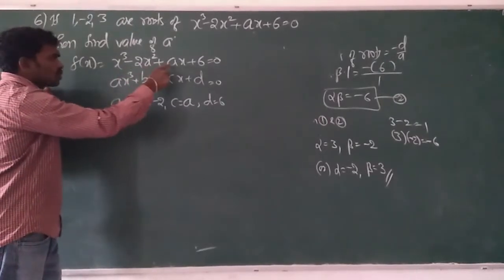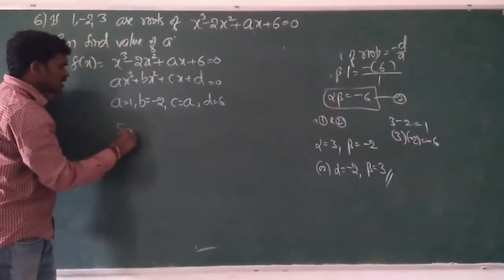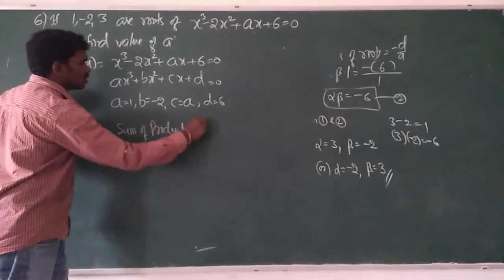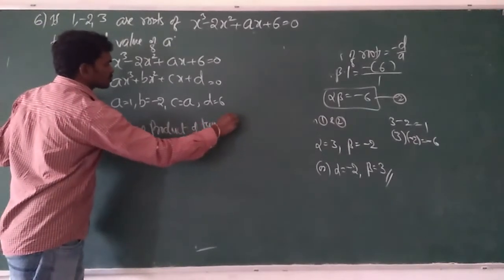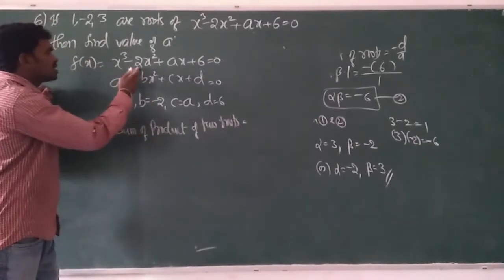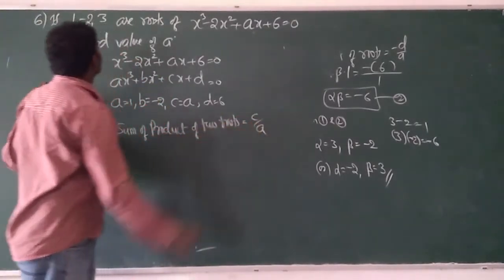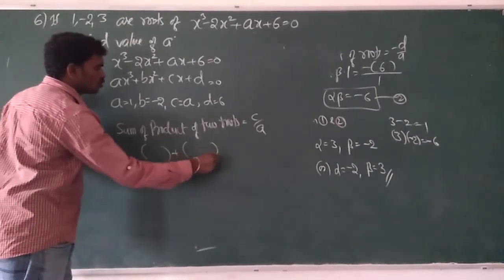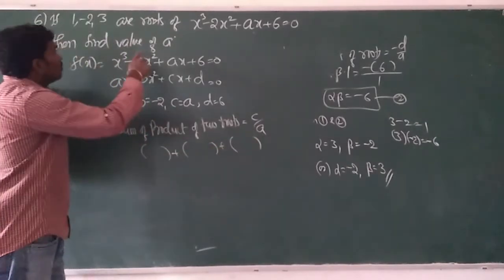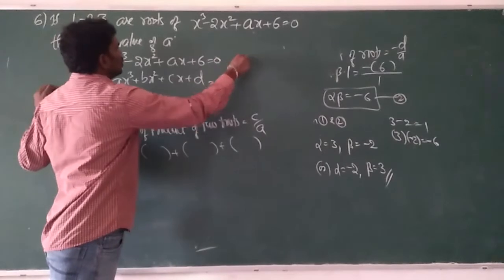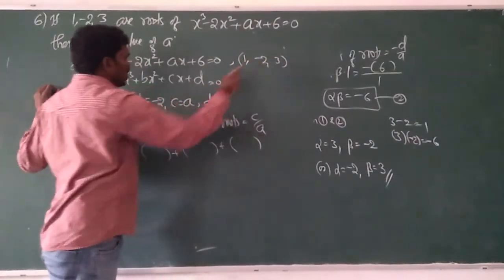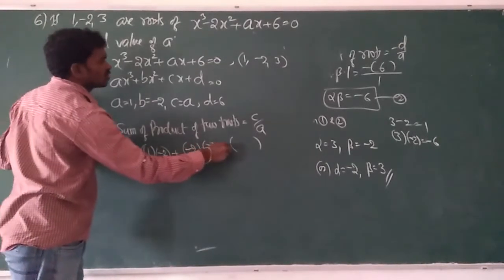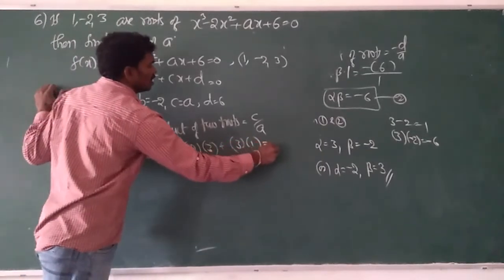Here I am applying the sum of product of 2 roots taken at a time, that is c by a condition. So sum of product of 2 roots means 2 roots plus 2 roots plus 2 roots. 1, minus 2, 3 are the roots. So 1 into minus 2, next minus 2 into 3, next 3 into 1 is equal to c by a.